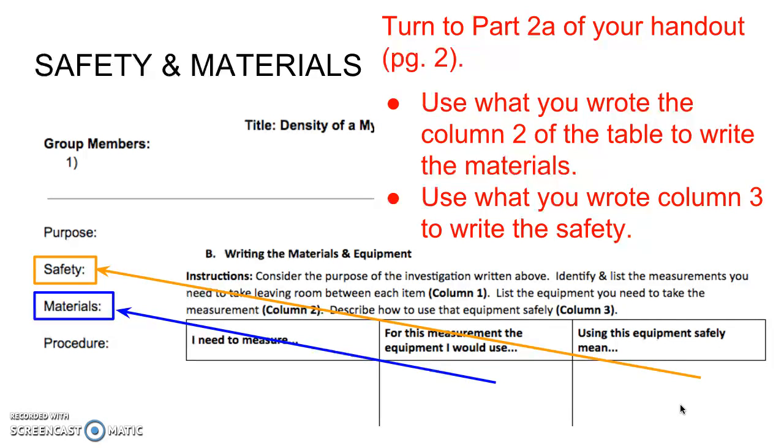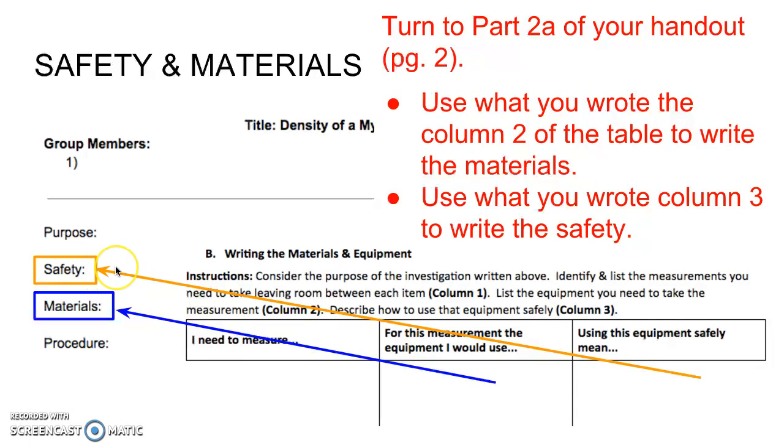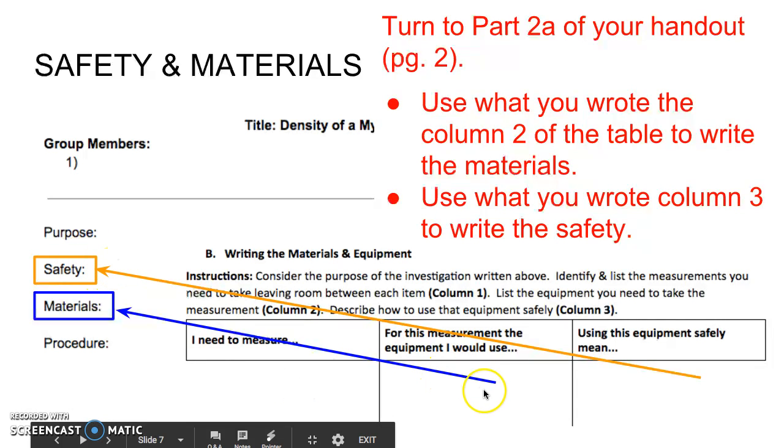So in your group work, you wrote down how to use the equipment you were using safely. Whatever you wrote here, or you can rewrite it in a different way, you're going to plop that into your safety section. So type that in. For the materials, you're just going to list the materials that are written in the 2nd column. So whatever you wrote in the 2nd column, list those materials. If there are other materials that you feel are necessary, you can add those as well, but it should be at least the materials you have written in the 2nd column. Take a moment to fill out the safety and the materials section of your document.